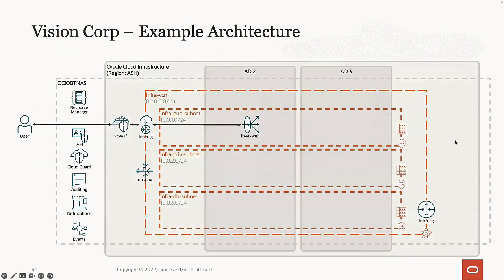And here, quickly just showing for our Vision Corp architecture, we have deployed 2 compute instances. They're both going to be virtual machines. One is within AD2 and one is within AD3, and our load balancer will be connected to both of them to distribute traffic.